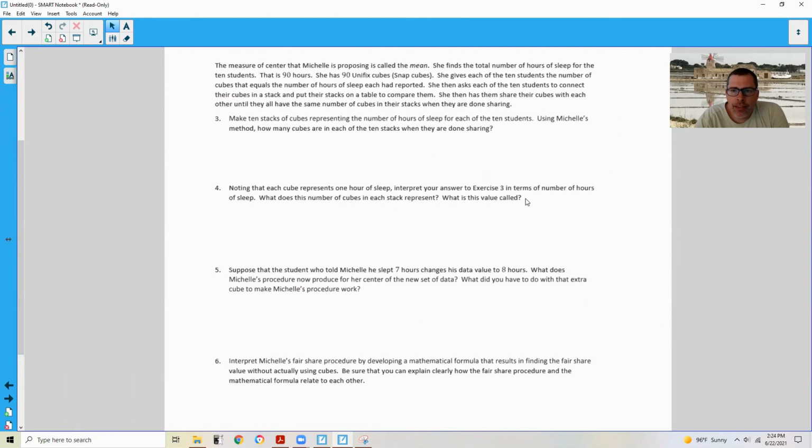She then has them share their cubes with each other until they all have the same number of cubes in their stacks when they are done sharing. Number 3, make 10 stacks of cubes representing the number of hours of sleep for each of the 10 students. Using Michelle's method, how many cubes are in each of the 10 stacks when they're done sharing?